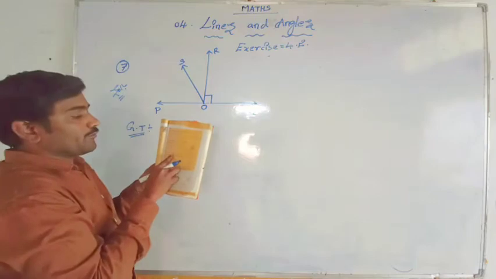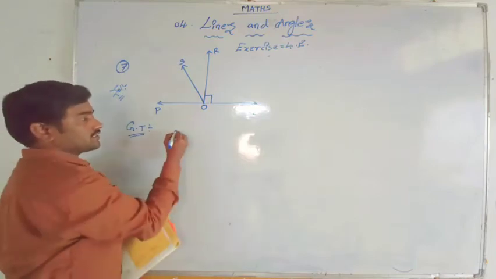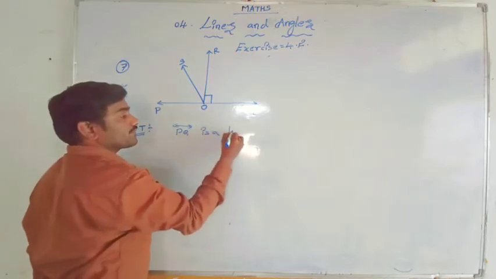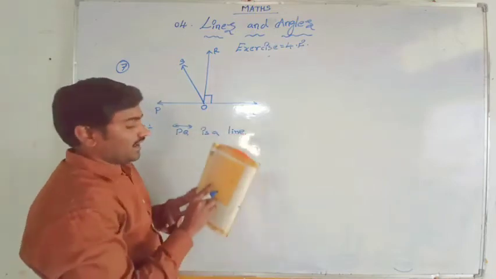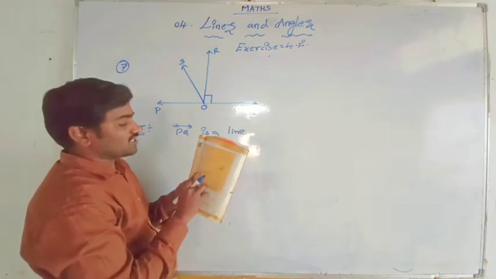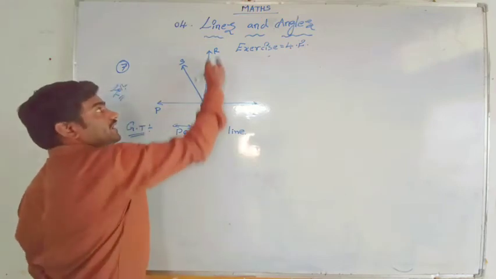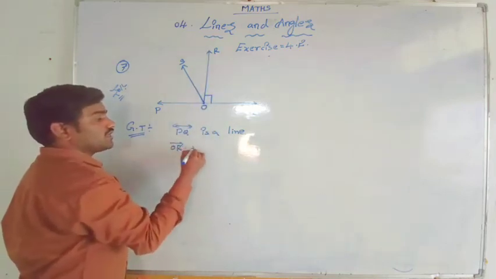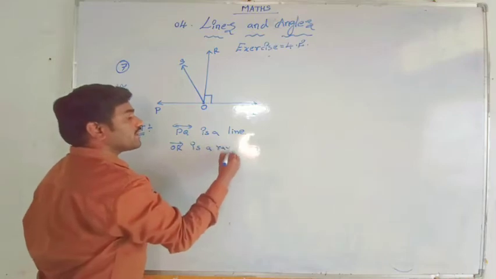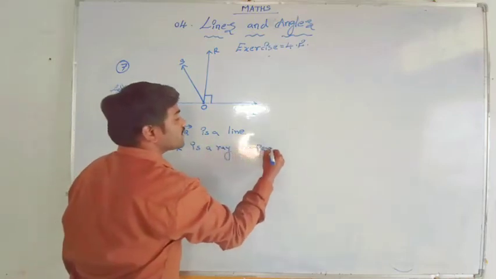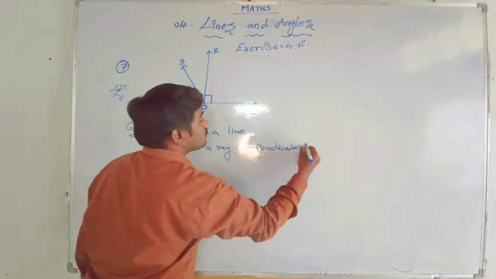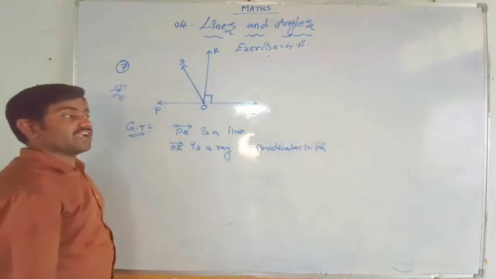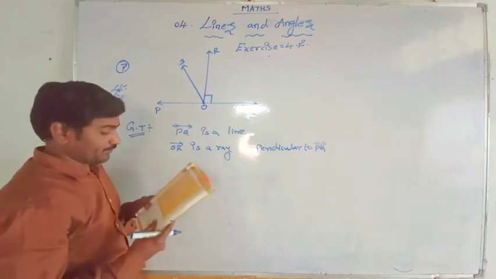In the given figure, PQ is a line, and a ray OR is perpendicular to PQ. OR is a ray, it is perpendicular to PQ.